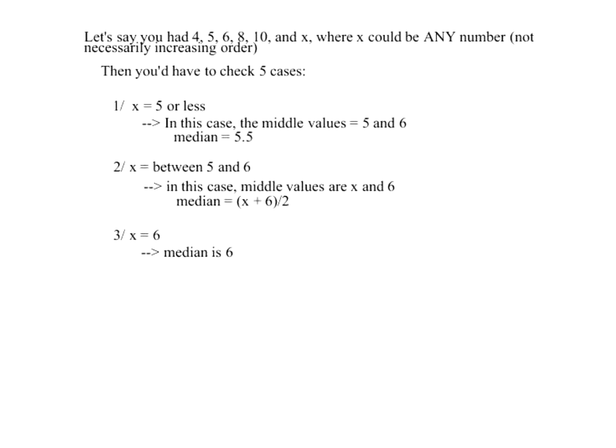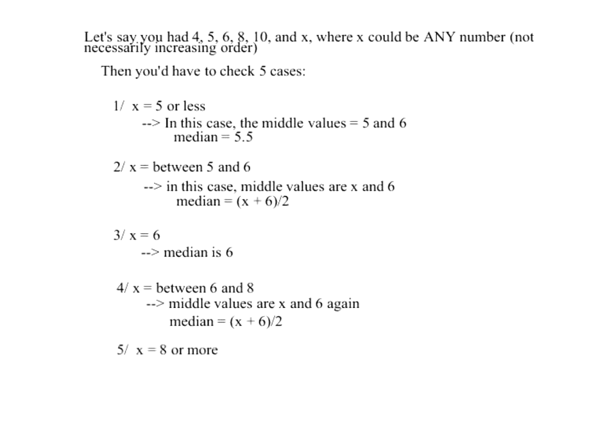And then if x is between 6 and 8, then it's 4, 5, 6, x, 8, 10. So your middle values are x and 6 again, so the median is x plus 6 over 2. And then finally, if x was something that was more than 8, then in this case, your middle values are 6 and 8, as they are in the problem that you actually solved.